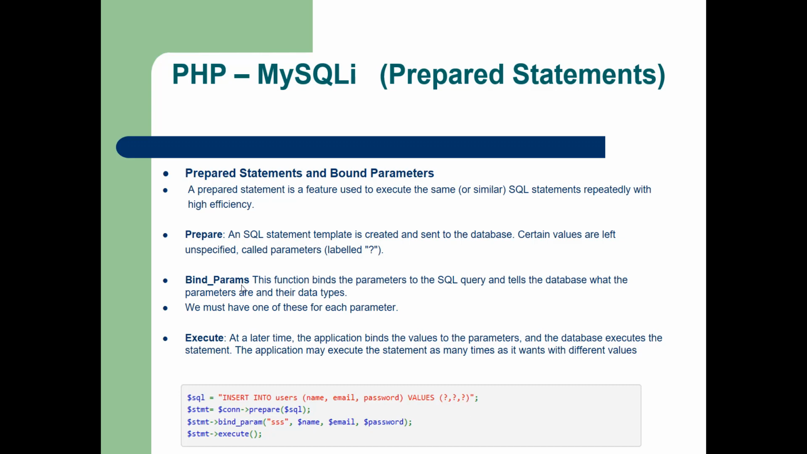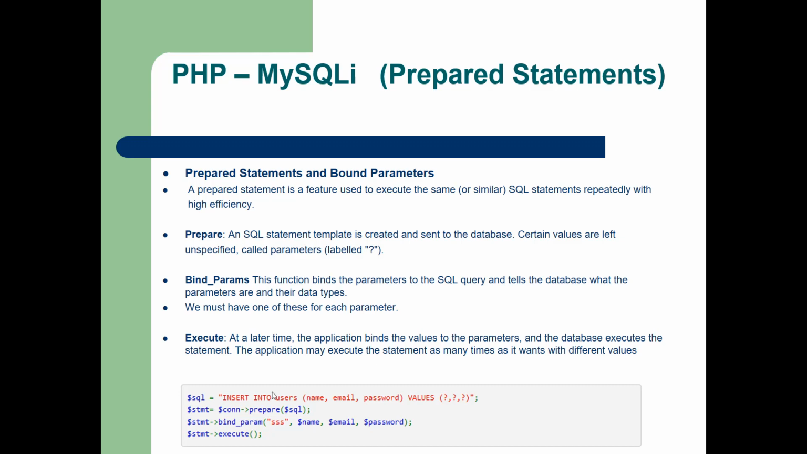The bind_param method is used, and this function binds the parameters to the SQL query and tells the database what the parameters are and their data type. And in the last, the application binds the values to the parameters and the statement is executed.